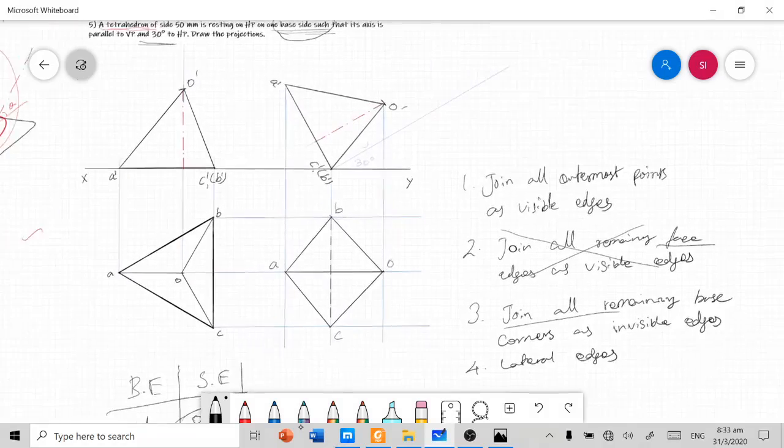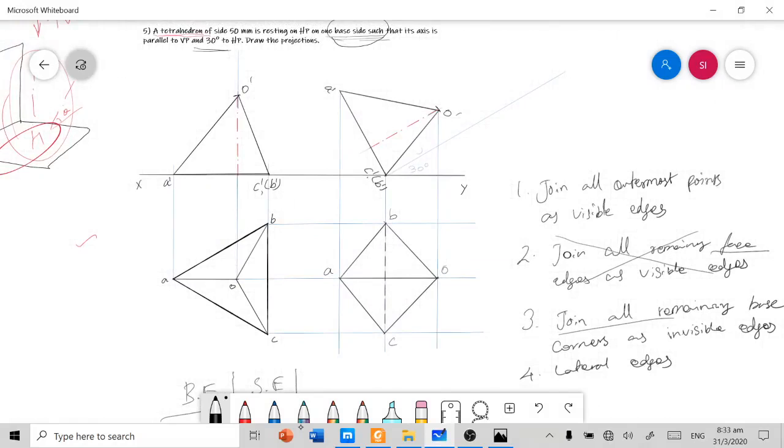This is the answer for this problem. So here the given solid, a tetrahedron, is resting on HP by one of its base edges with its axis inclined at 30 degrees to the horizontal plane.